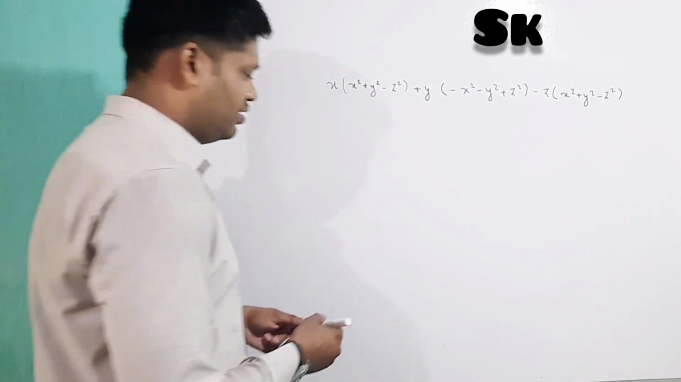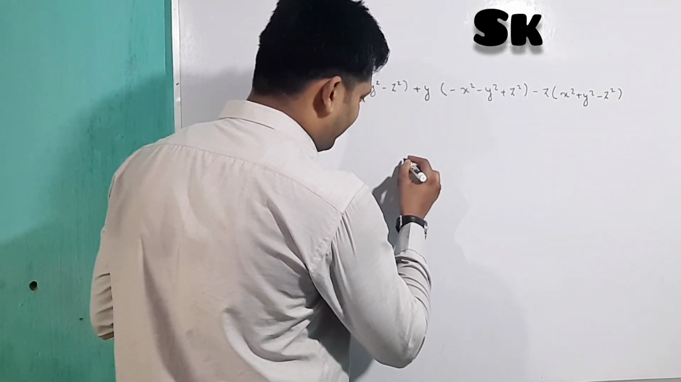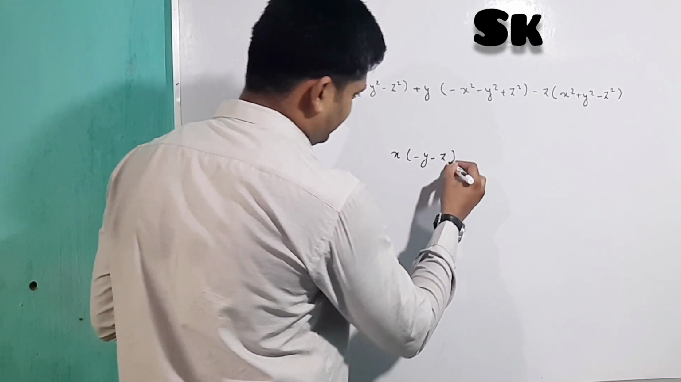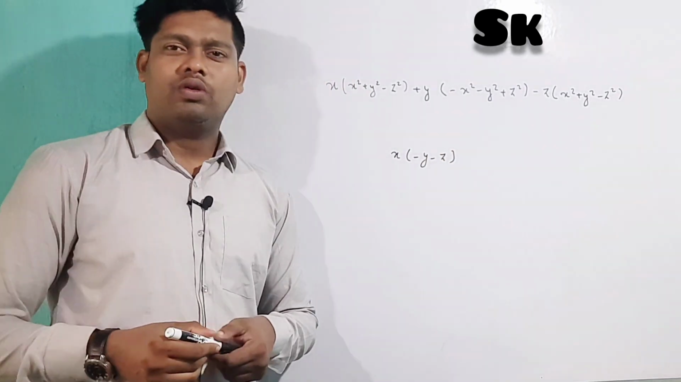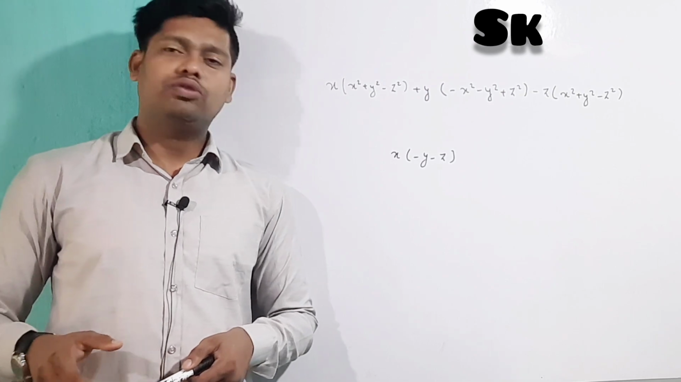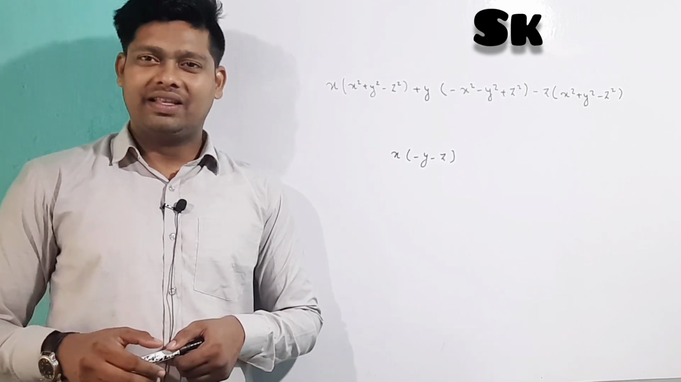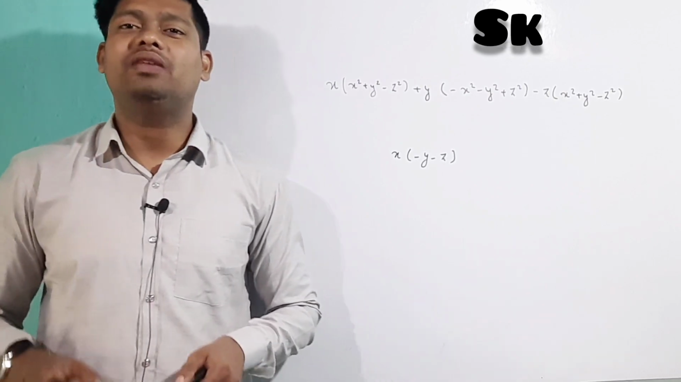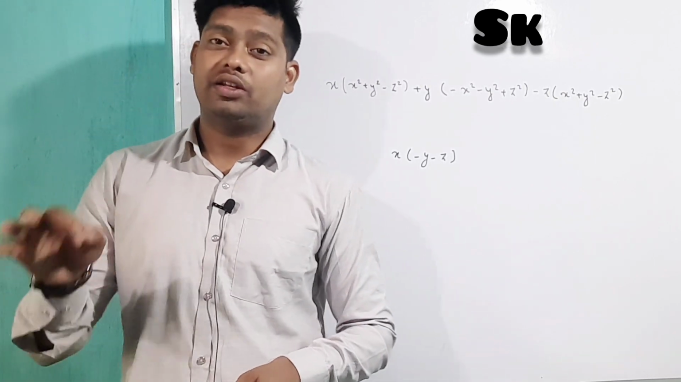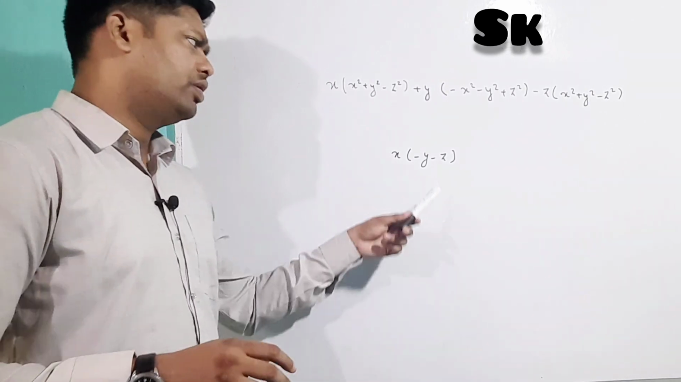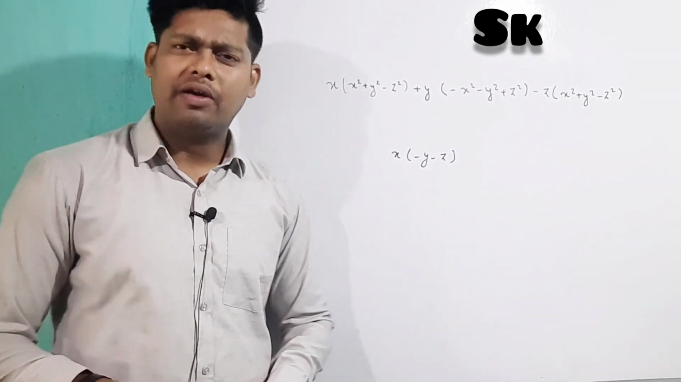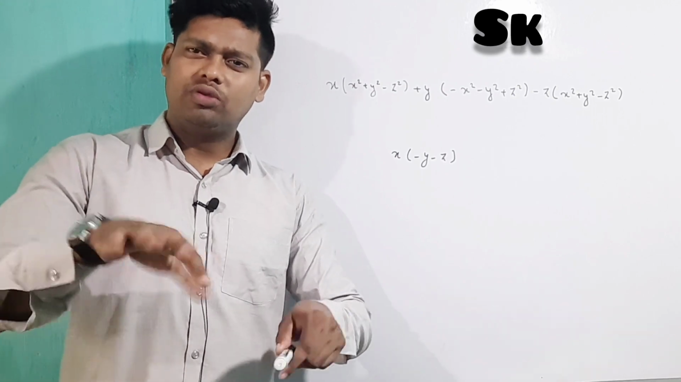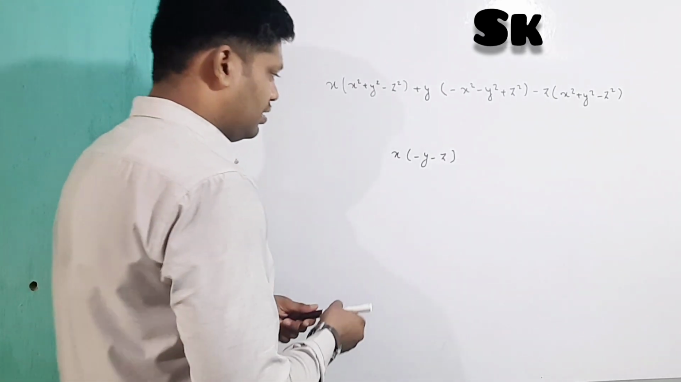Now, for example, if I have x minus y minus z, they are saying you need to solve it so that inside the bracket there should not be any minus. But here both the values inside the bracket have minus. So what do I have to do? I have to remove the minus. Is it possible to remove the minus? Yes, maybe. Let us see.